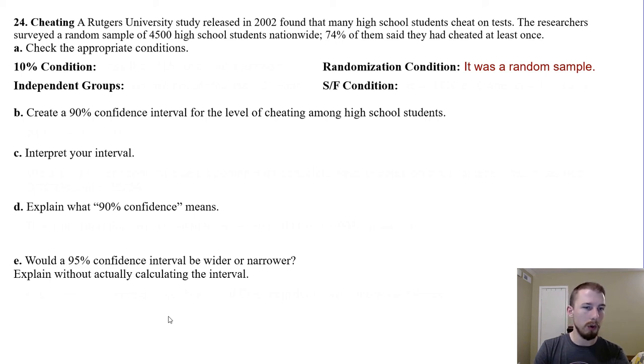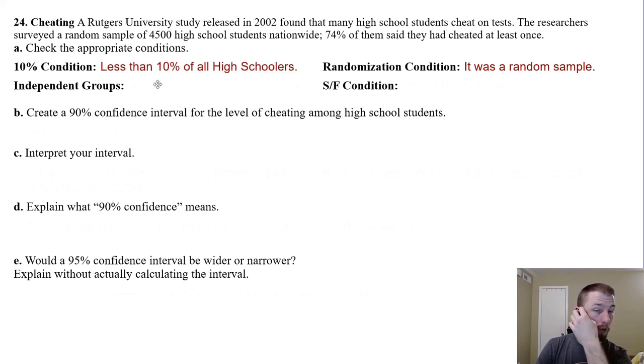All right, check the appropriate conditions. 10% condition. So we want to know if our sample size is large enough. If we have 74% of this sample, then there's at least 10 who did and 10 who said that they did not. Oh, sorry, we're sampling less than 10%. I was doing the success/failure condition. Whatever. All right, less than 10% of all high schoolers. That's certainly true. There's more than 45,000 high schoolers, so we're good.